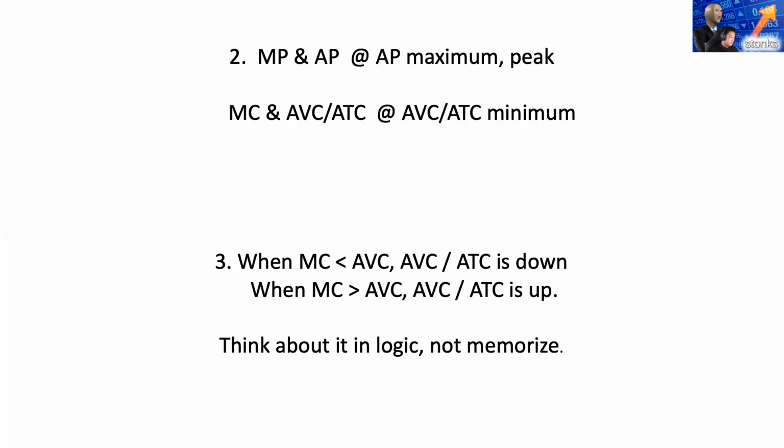Okay, so we talked about how marginal product equals average product at the average product's maximum. So when marginal product and average product touch, it is at the peak of average product. And when marginal cost touches average variable cost and average total cost, it will be at their minimums. So I'll draw a quick graph for you for marginal cost in case you forgot.